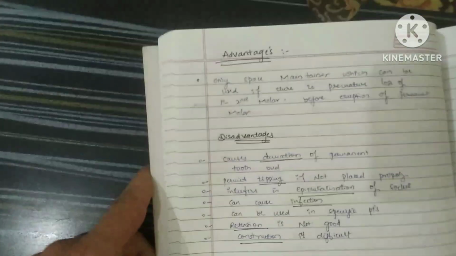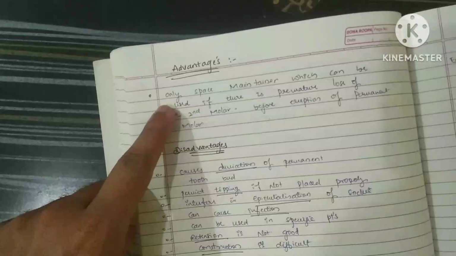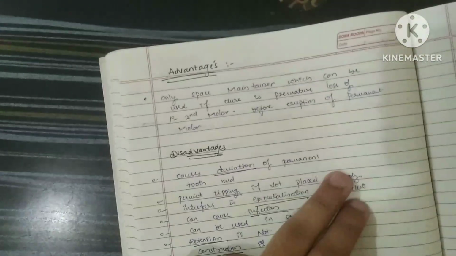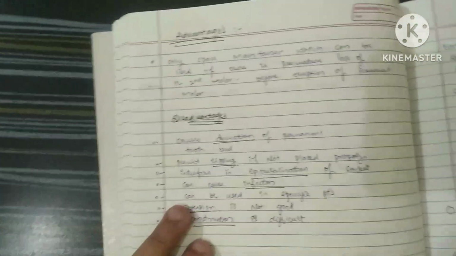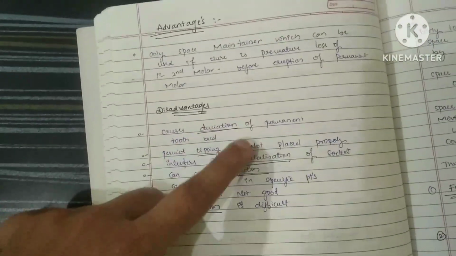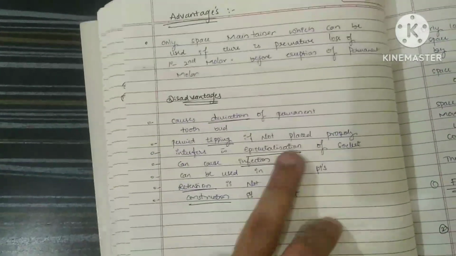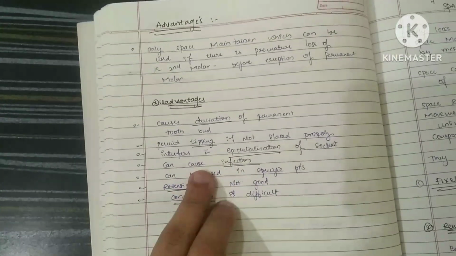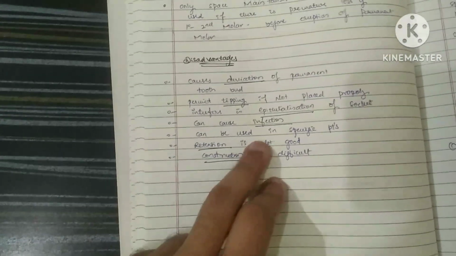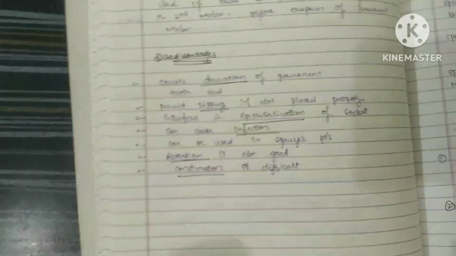Now coming to the advantages: it is the only space maintainer which can be used if there is premature loss of the primary second molar before eruption of the permanent first molar. Now what could be the disadvantages? It causes deviation of the permanent tooth bud, and this is going to cause tipping if not placed properly. It interferes with epithelialization of the socket and can cause infection. Again, this can be used only in specific patients. Retention is not good, construction is also not good, and this is going to be difficult.